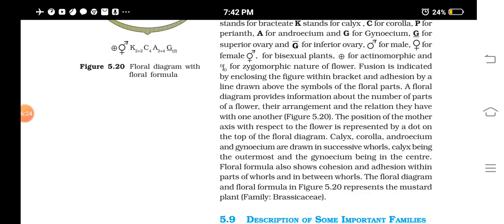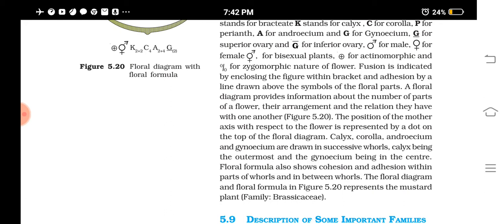So about floral formula you understood, right? Now I'm going to teach you about the floral diagram. Floral diagram represents what? Different whorls, like calyx, corolla, androecium and gynoecium, drawn in successive whorls. So the definition of floral diagram is what?